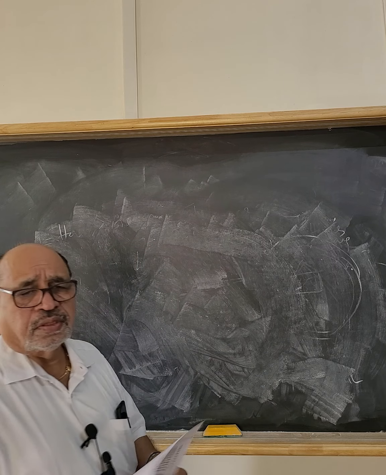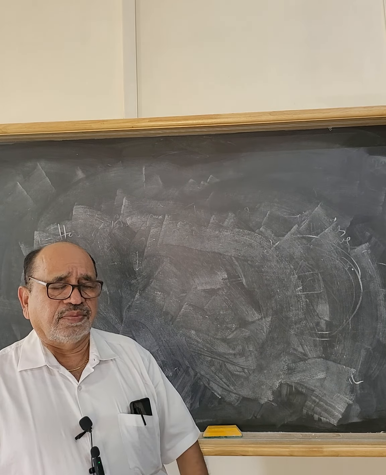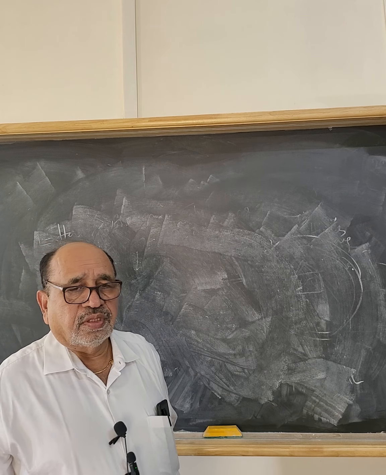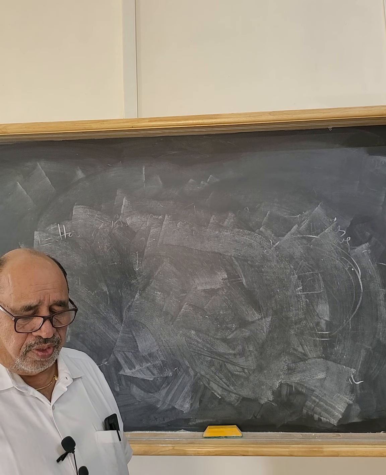Epstein-Barr virus, EB virus, gives rise to what infection? Negri bodies are seen in which infection? Negri bodies. Rabies. They are intracytoplasmic eosinophilic inclusion bodies.